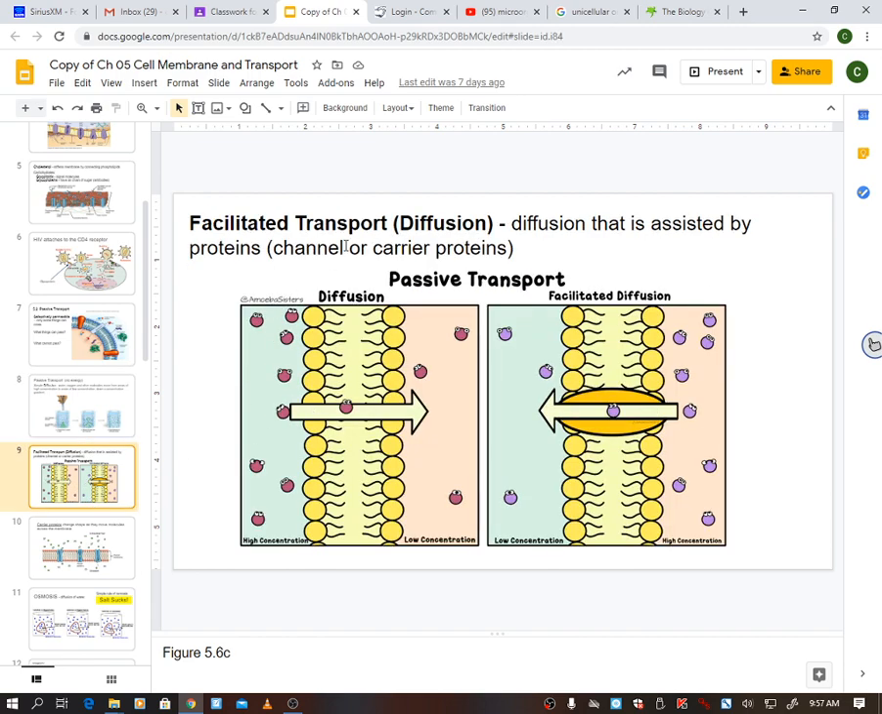All right, facilitated transport or diffusion. It's diffusion, things are moving from an area of high concentration to low concentration, but it's facilitated, so it needs a little extra help. It's got a protein that kind of helps it out here. So we see diffusion where it doesn't need the protein, but this one, there's a protein. Maybe they're just a little too big to get through there. They're still going from areas of high concentration over to areas of lower concentration, but it needs that protein.